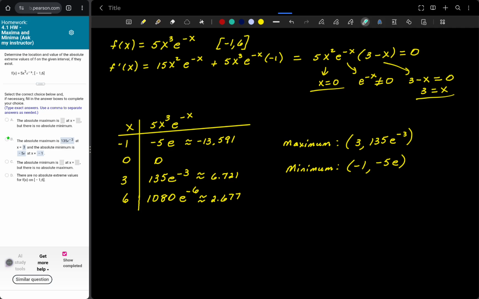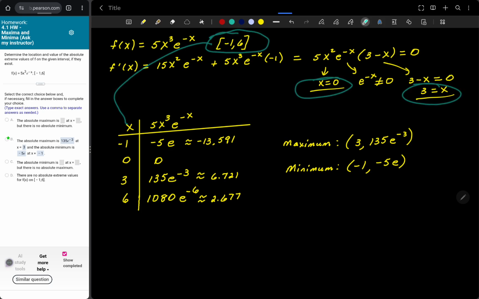Now, the zero product property tells us that when we set that factored first derivative equal to 0, any one of the factors of that first derivative could equal 0. So in this case, 5x squared could equal 0 when x is 0. We know exponential functions cannot equal 0. All that tells us is that that factor will not lead to a critical point. And then 3 minus x, if I set that equal to 0, gives me the critical point of x equals 3.